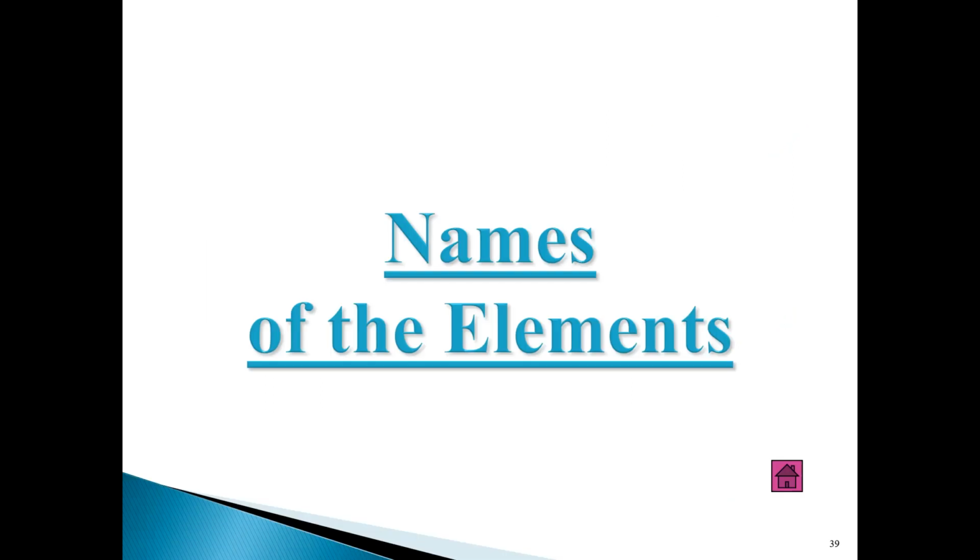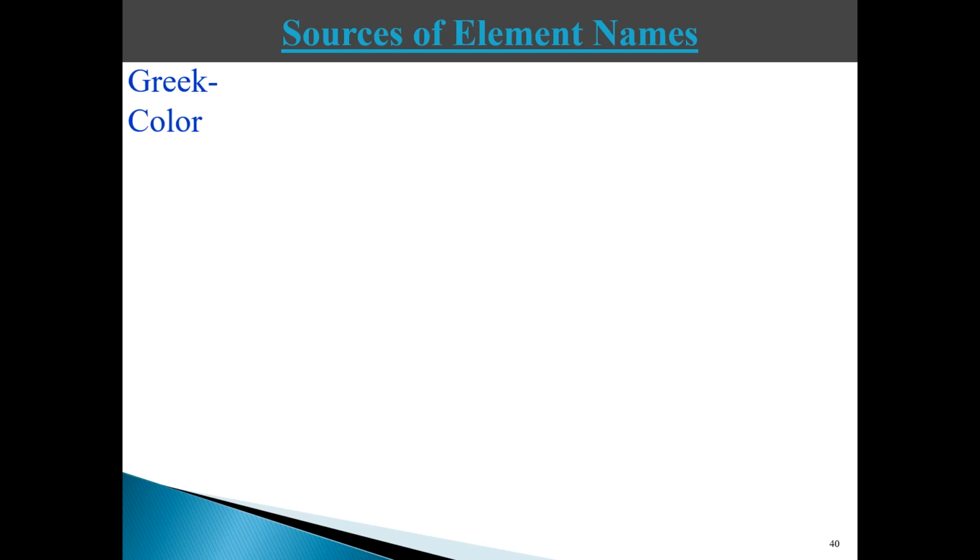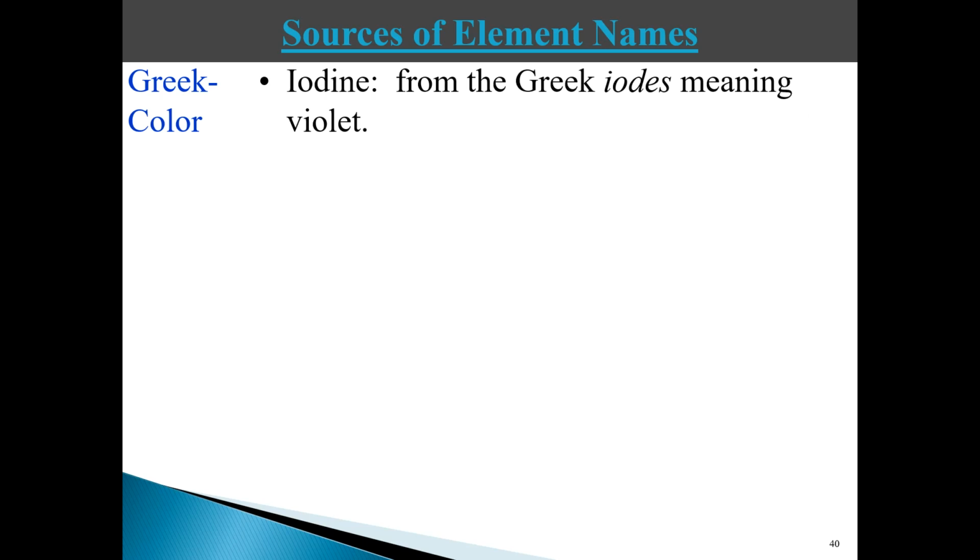All right. Now let's talk about the names of elements. And there's some history behind the names of certain elements. In some instances, the name is based on different languages other than English. So for example, iodine, its name came from the Greek ios, which means violet, and that's because that's a color of iodine if you were to see it.